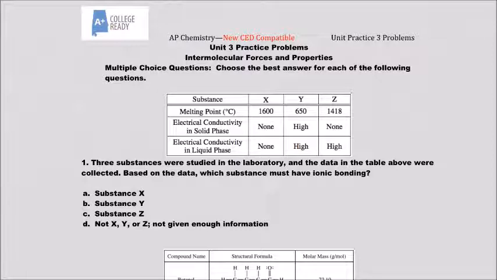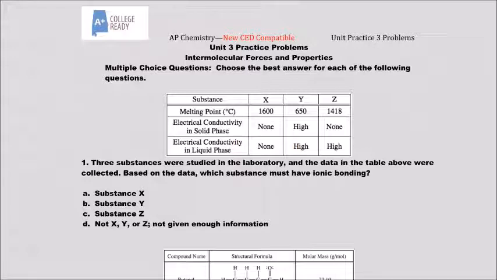Okay, this is a review of the Unit 3 practice problems on intermolecular forces and properties. A few of these might seem like a review from Unit 2 on bonding, but there is some overlap when we talk about the states of matter and types of solids.